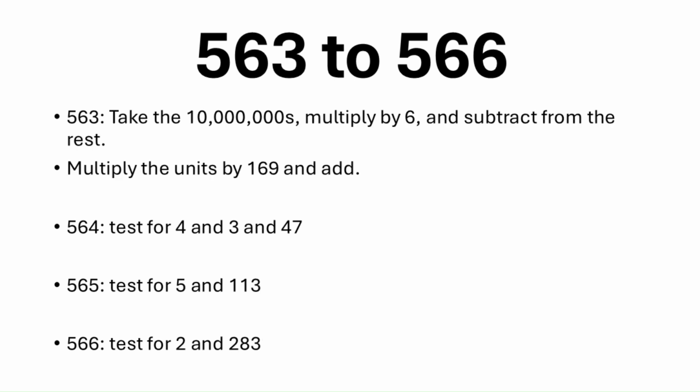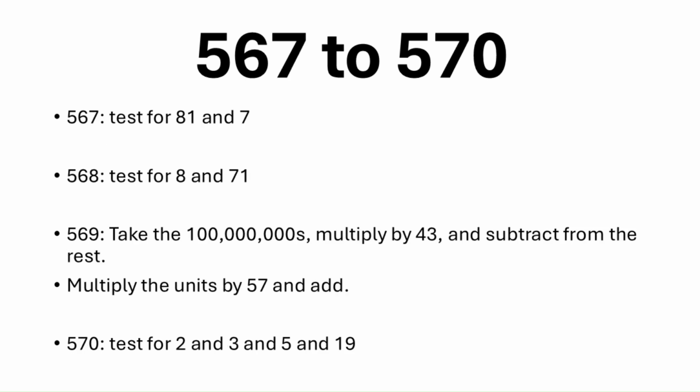563, take the 10 millions, multiply by 6, and subtract from the rest. Multiply the units by 169 and add. 564, test for 4 and 3 and 47. 565, test for 5 and 113. 566, test for 2 and 283. 567, test for 81 and 7. 568, test for 8 and 71.